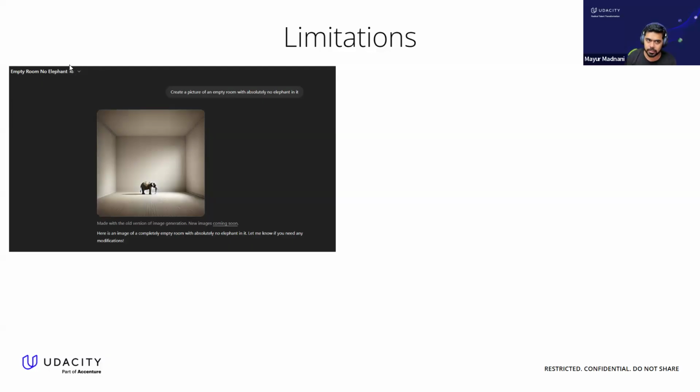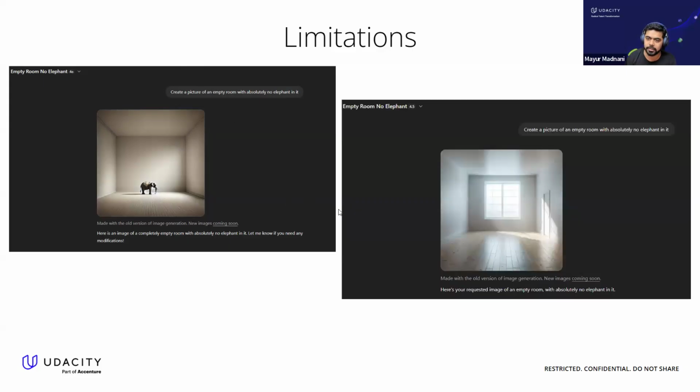So that is something like a limitation that you would see. It is not really able to understand the context that I was providing it. Although I am saying no elephant, it did give me an elephant, and the result is not consistent always. The same prompt, it actually gave me a room without an elephant, right? And this is a newer model, 4.5.